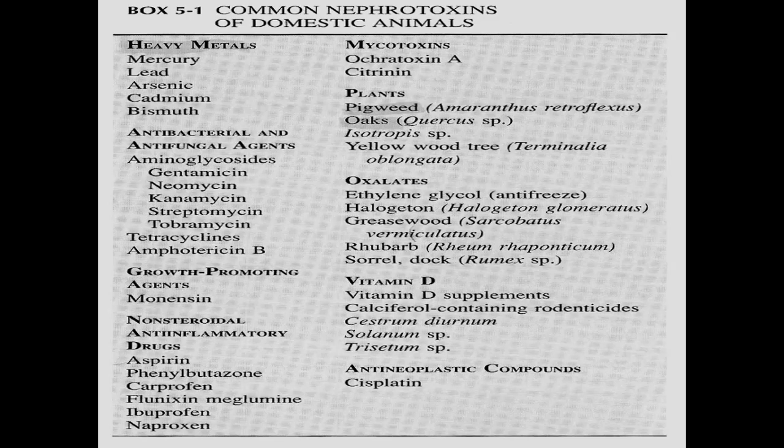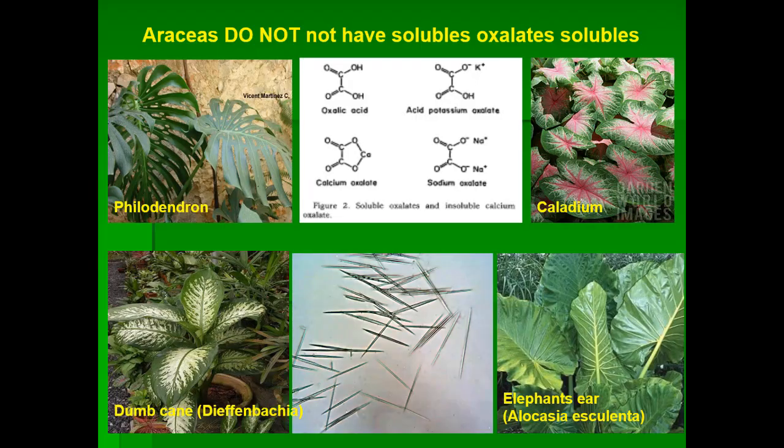Just like we saw for the liver, we have to talk about metals, drugs, certain antibiotics, non-steroidal anti-inflammatory drugs, mycotoxins, plants, rodenticides, and some garage and kitchen poisons. So in this first video, we'll talk about plants and grapes and raisins in dogs.